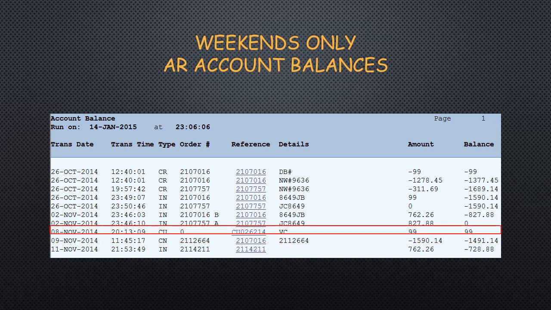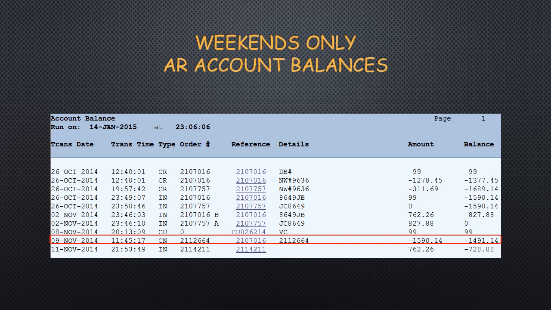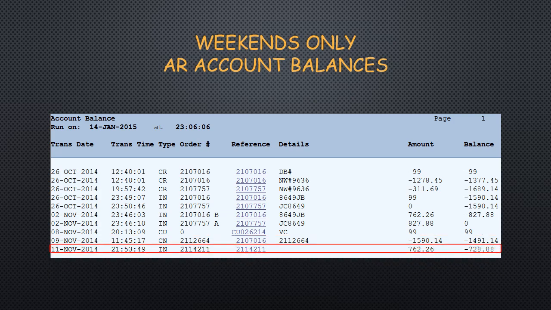Refunds are common if the customer was overcharged or is returning something. In fact, the next day the customer returns $1590.14 worth of product. Soon after, the customer accepts another invoice for $762.26, leaving the $728.88 that WEO owes this customer in either product or money. The last two transactions appear to be a partial exchange.